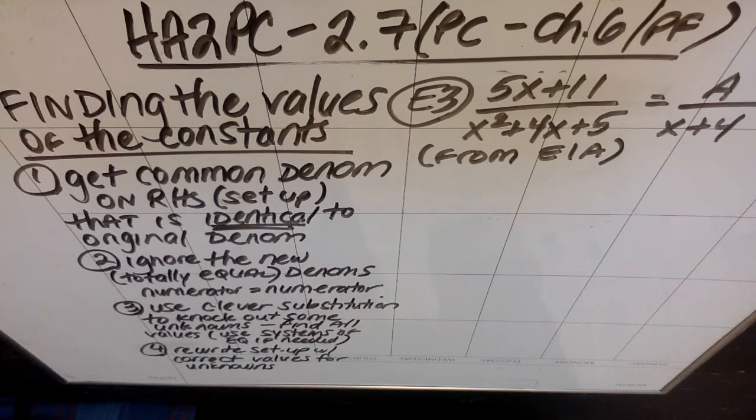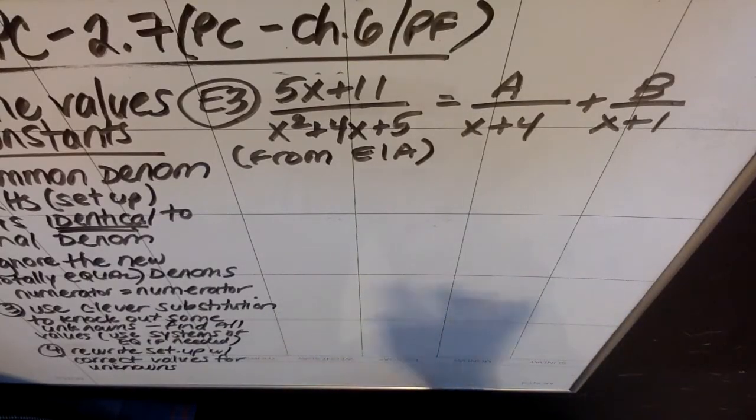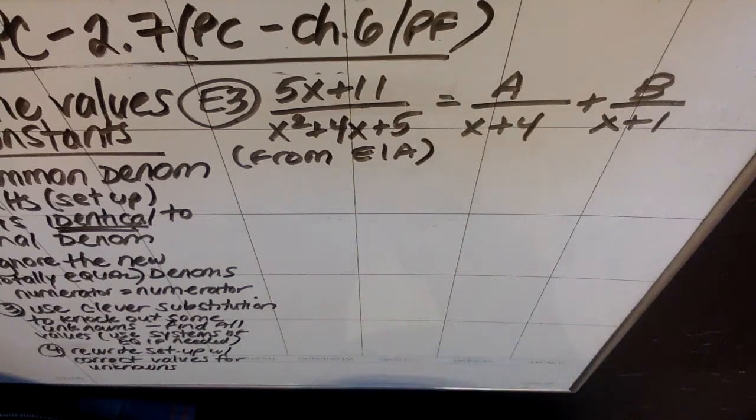So first thing you're going to want to do, and in a second we're going to walk through an example, example 3 right over here, following all these steps. Example 3 is actually example 1a that we already did. We already found the setup. Now we're going to figure out how to find the actual values of a and b.